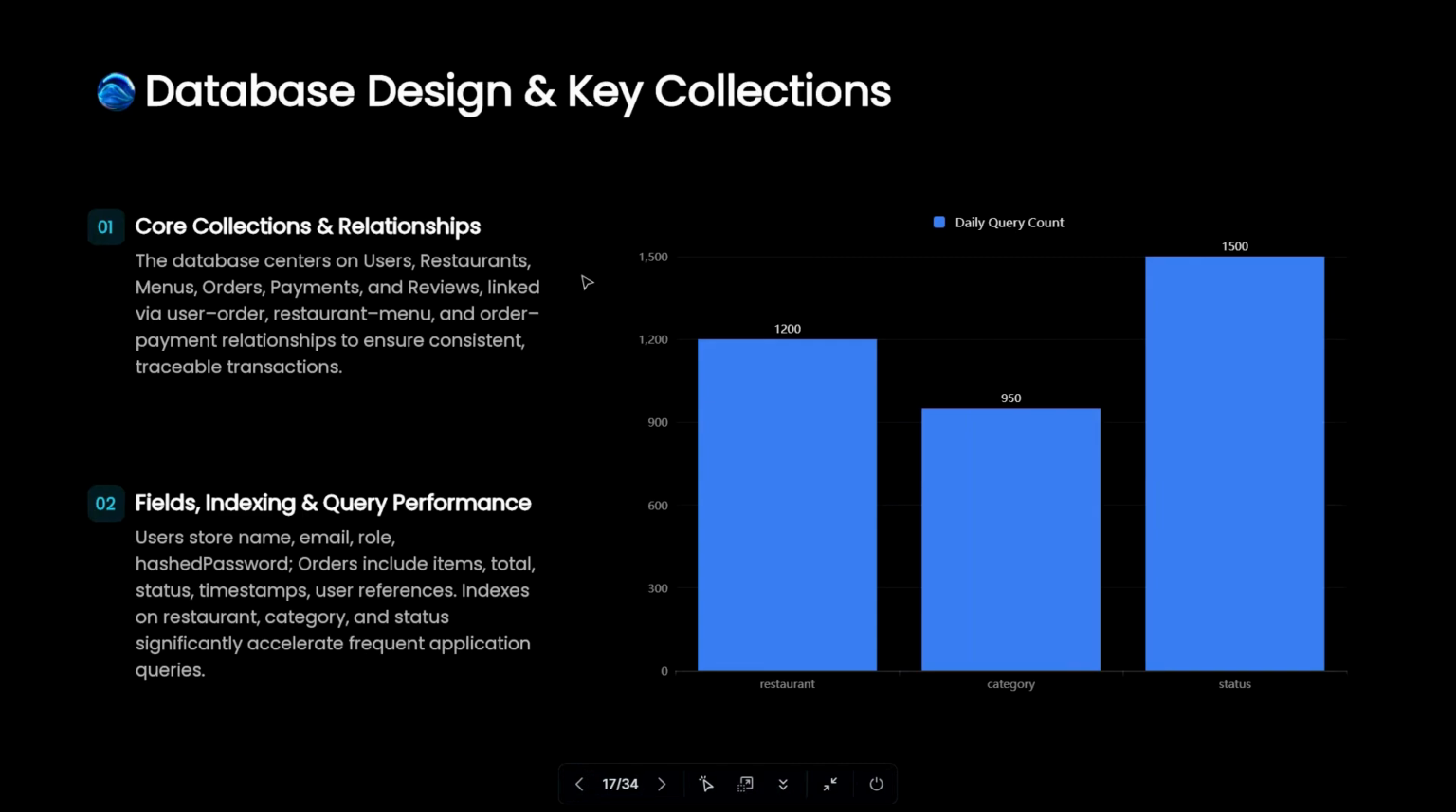So in the database design, the database consists of multiple collections including users, restaurants, products, orders, cart, reviews, payments, and admin. These collections maintain relationships that ensure efficient storage and retrieval of application data.